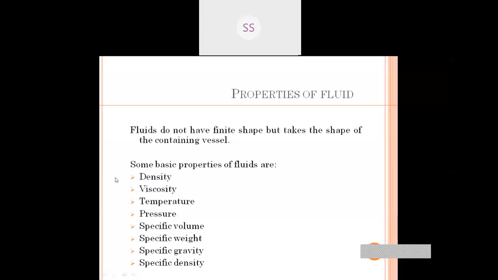Specific volume is denoted by the symbol small v. Since the unit of density is kg per meter cube, the unit of specific volume will be meter cube per kg.